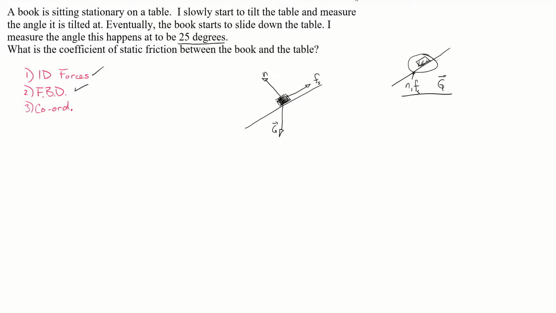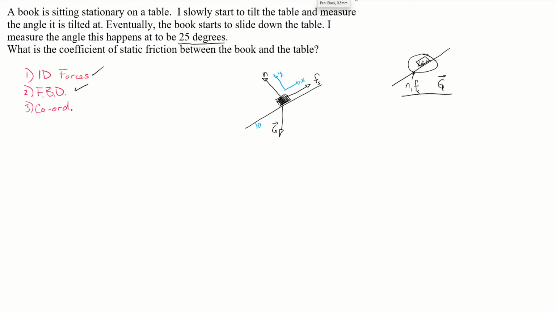Now, for this situation, I can choose any coordinate system as long as the x and y directions I choose are at a right angle to each other. However, I can make my life a lot easier if I choose, I should probably have done this in a different color, sorry, let's use blue. If I make that direction X and that direction Y, we'll tilt that coordinate system up at the same angle as the ramp is tilted.